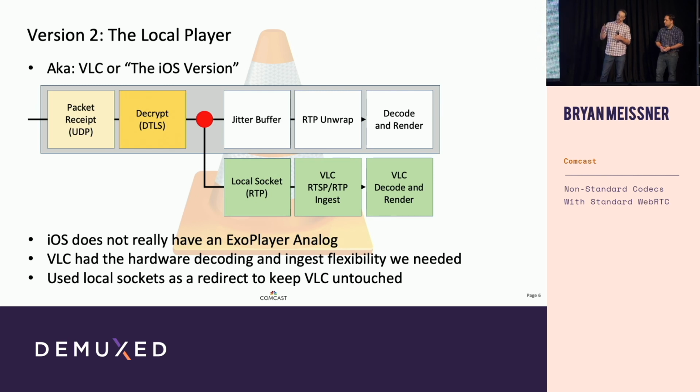And so we wrote an SDP file down to disk, telling it to go and look for RTP streams on a couple of local sockets. And then we would lift the RTP directly out of the WebRTC stack before the RTP got unwrapped, redirect it into those local sockets, and now VLC is just ingesting as if it was an external RTSP stream and handling the flow directly from there. So the VLC player would unwrap the RTP, decode, and render the frames directly, bypassing most of the flow of WebRTC at that point.